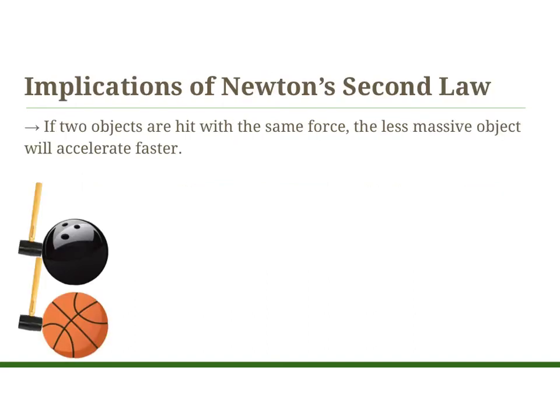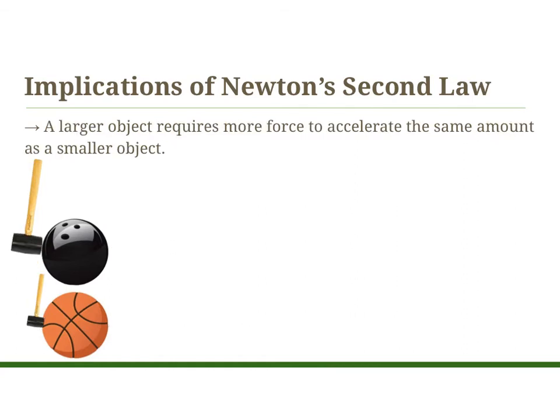So here are some examples. The hammers in this case are the same, indicating that they are giving the same force. Bowling ball, let's say that's 10 pounds. Basketball, let's say it's half of a pound. If we hit them at the same rate with the exact same force, the basketball is going to accelerate faster than the bowling ball.